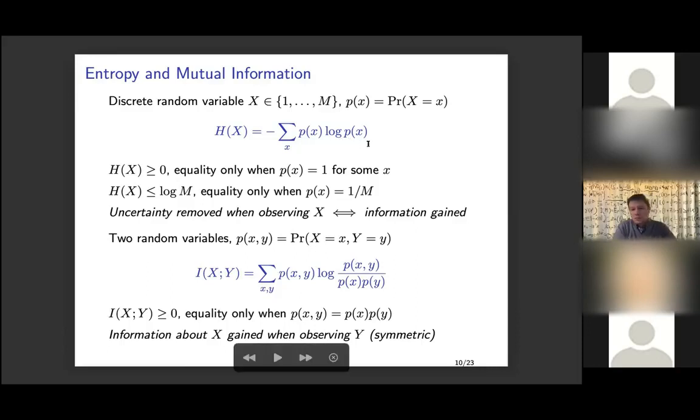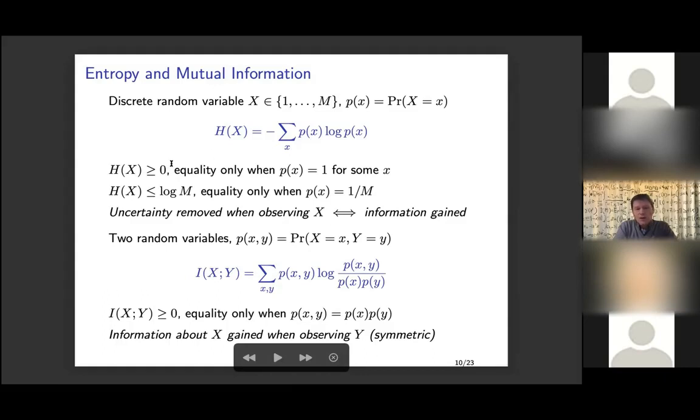So that says, I think, perhaps something about his influence. A word that we all use daily, bit or bits, is a word that he came up with. You can also use another log, like the natural log, and then the unit for entropy would be nats, for natural units.